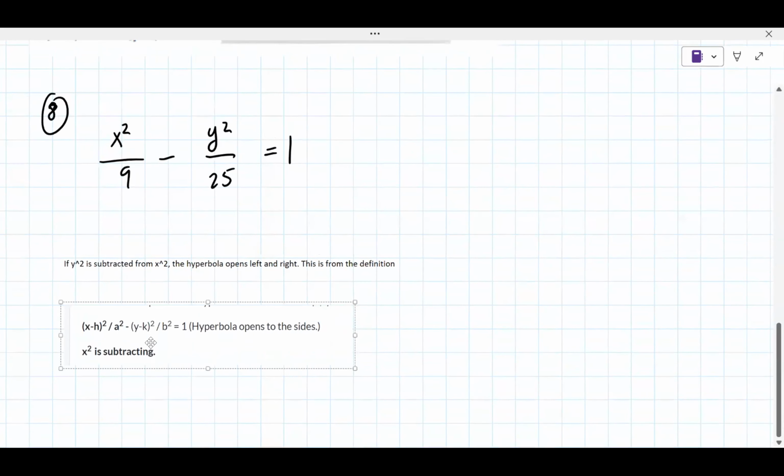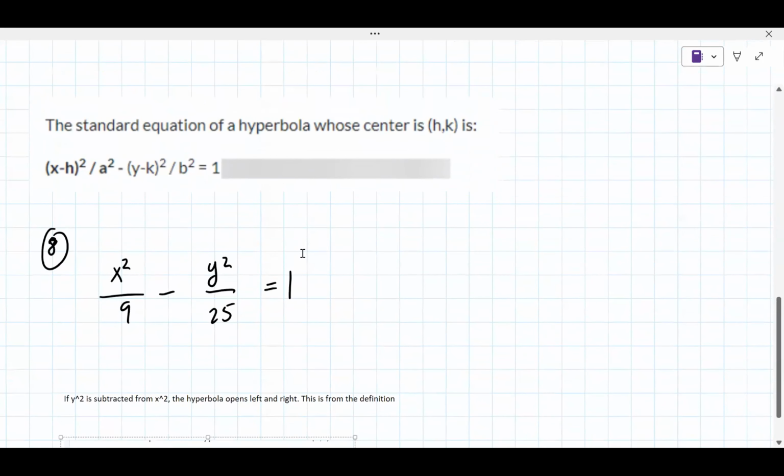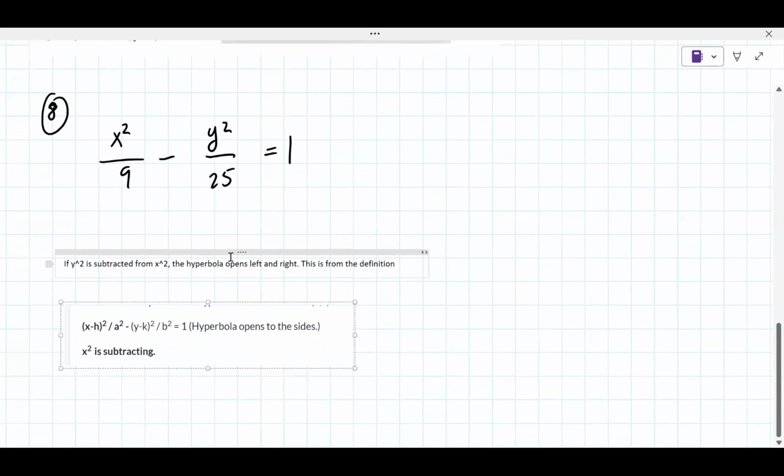The notes say that if x squared is subtracting, and that's what we have here, although it's a little bit awkward, that's okay, then it opens to the sides. That's what the notes say. So for number 8, when it says, how do you know? It's because from the definition, x squared is subtracting. I would include this exactly the way it's written.